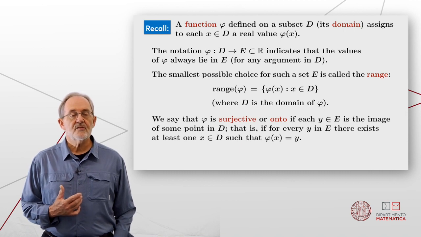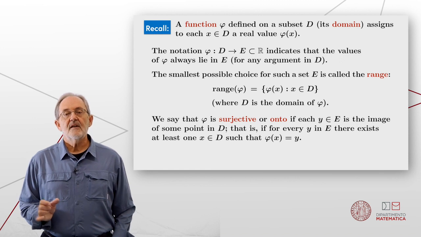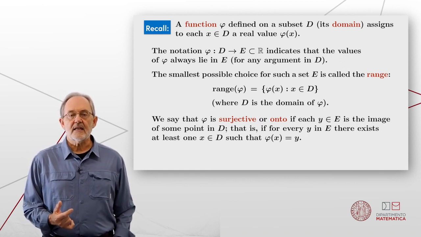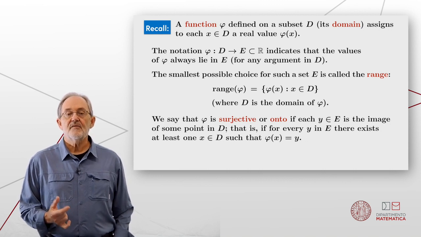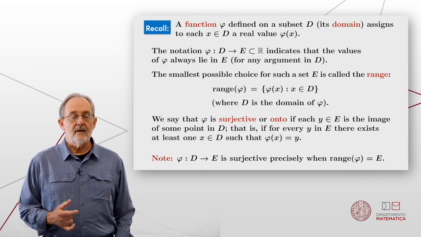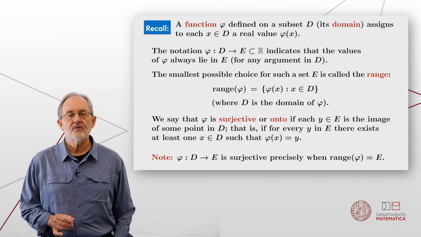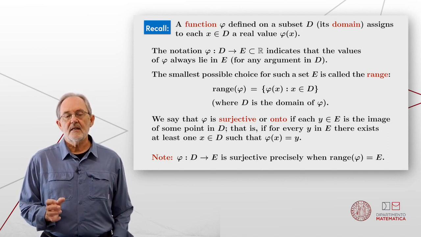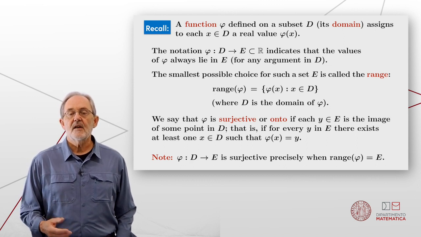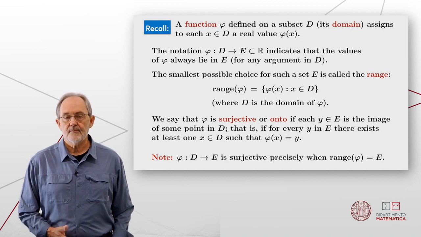And we say that the function phi is surjective, or onto, if for each y in the set E there is at least one point x in the domain such that phi of x is equal to y. Now, of course, from these definitions you can logically prove the following fact, which I invite you to check, that if you say that a function phi maps D to E, then it is surjective precisely when the range of phi is equal to E.